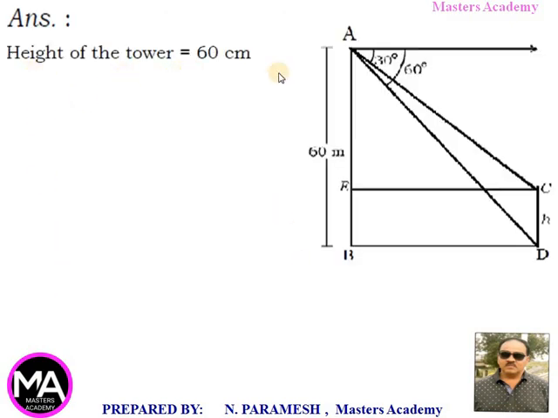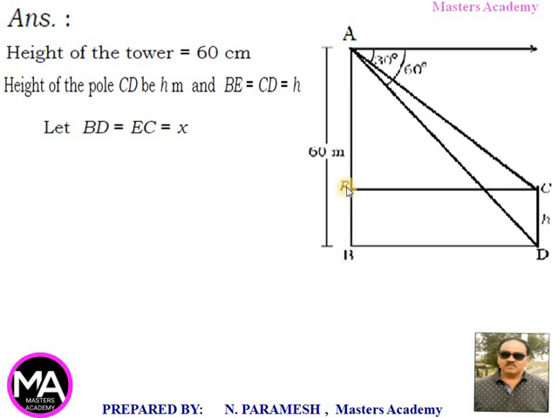Answer: height of the tower, that is AB, is 60 meter. Height of the pole is equal to CD, that is H meter. BE is equal to CD, that is H. Let BD is equal to EC is equal to X. AE is equal to 60 minus H.